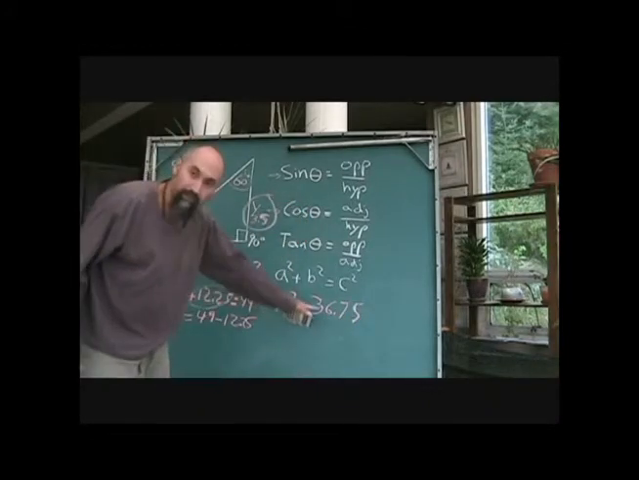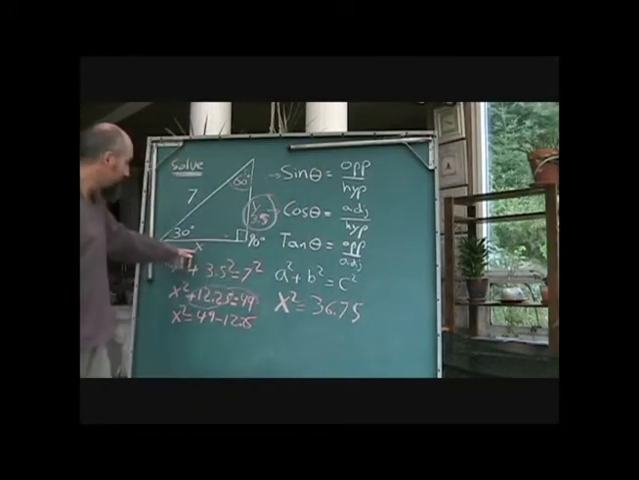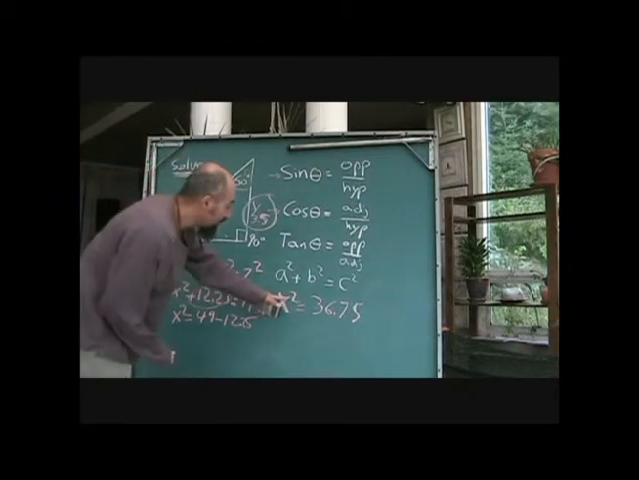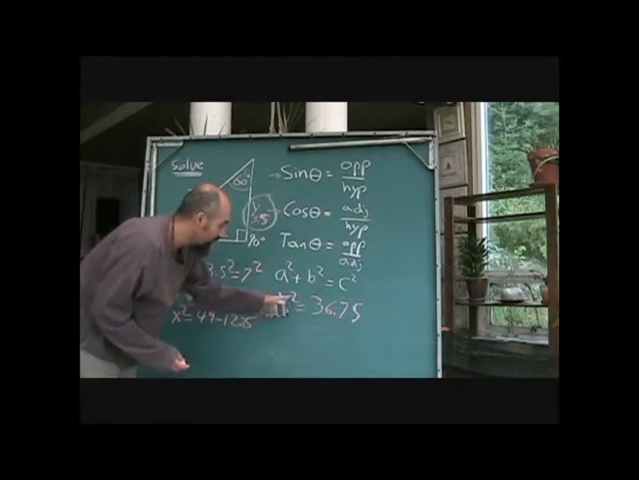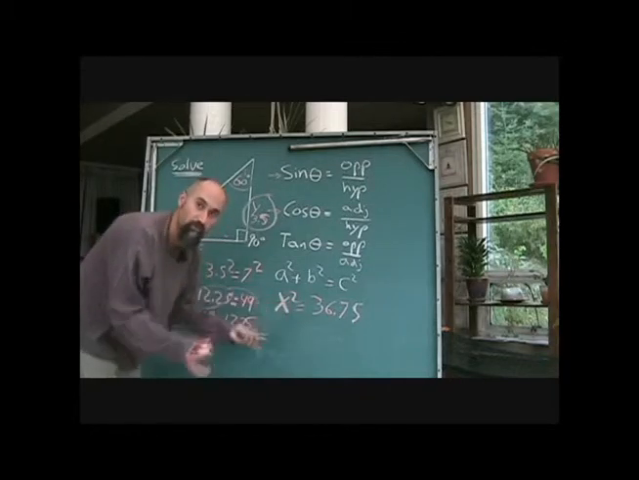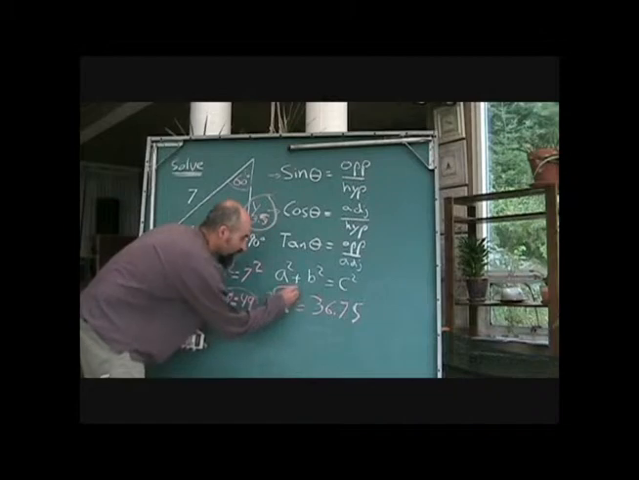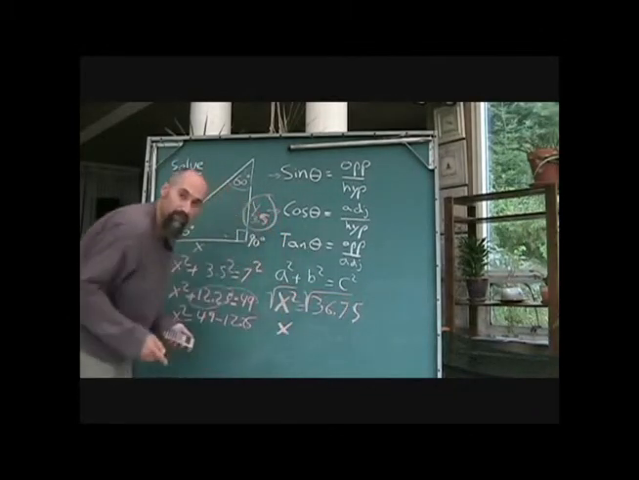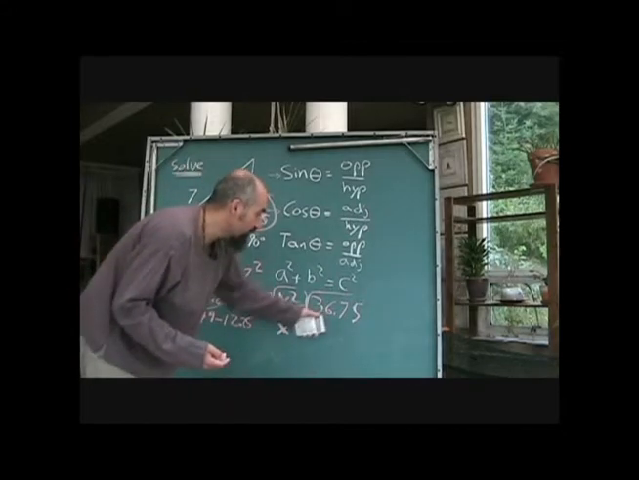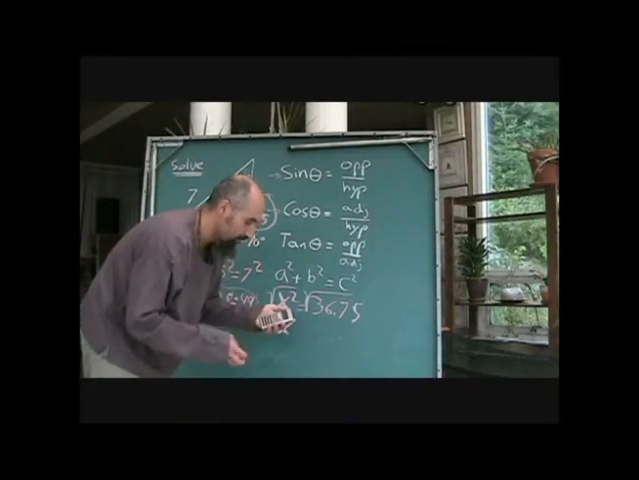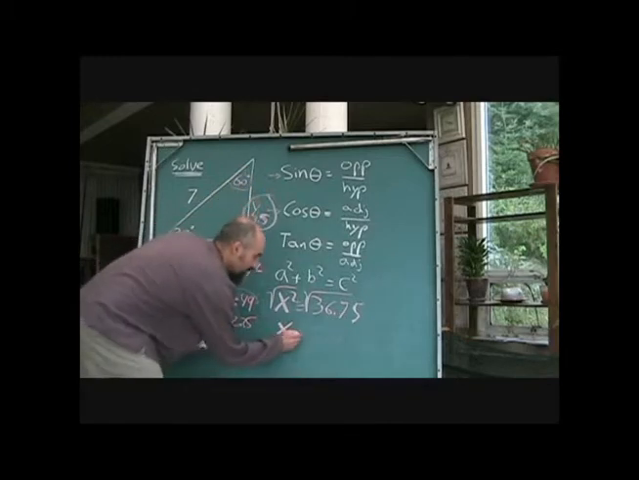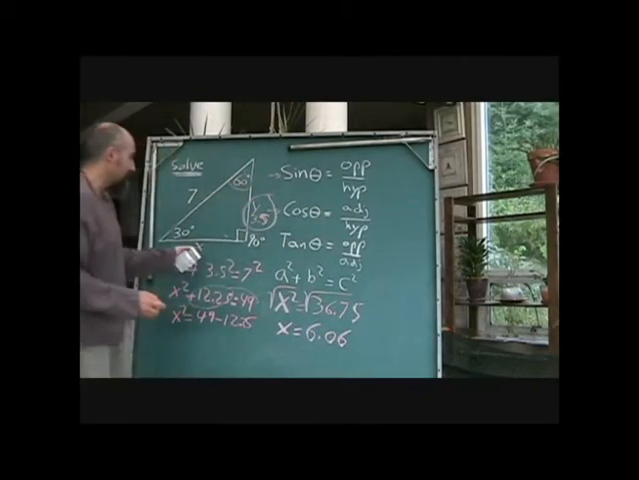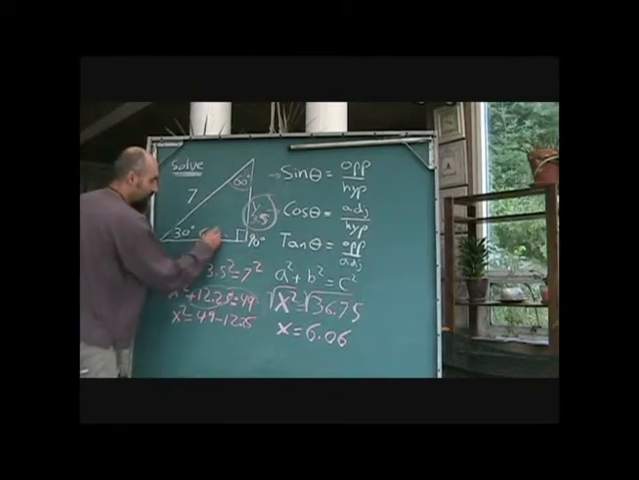Now you got x squared equals this. You don't need x squared. You want to find out what x is. So the way you get x by itself is you do the opposite of squared. The opposite of something squared is a square root. So you take the square root of both sides. Square root of x squared is x. Square root of 36.75 is 6.06. So x is 6.06.